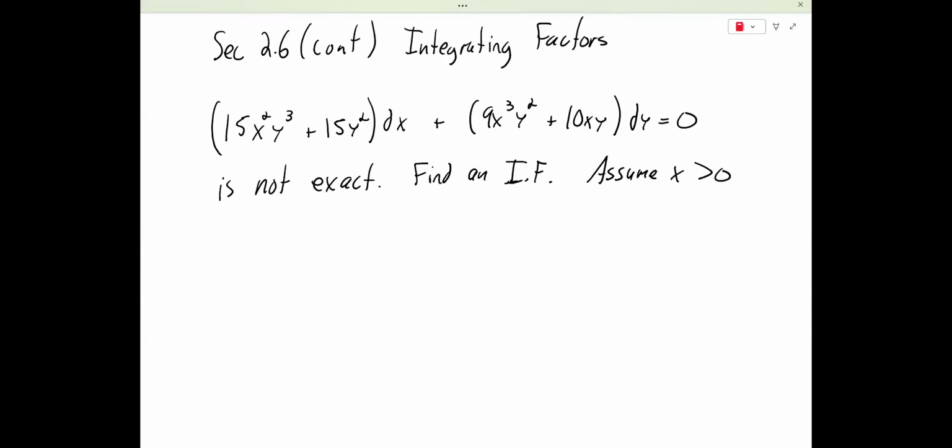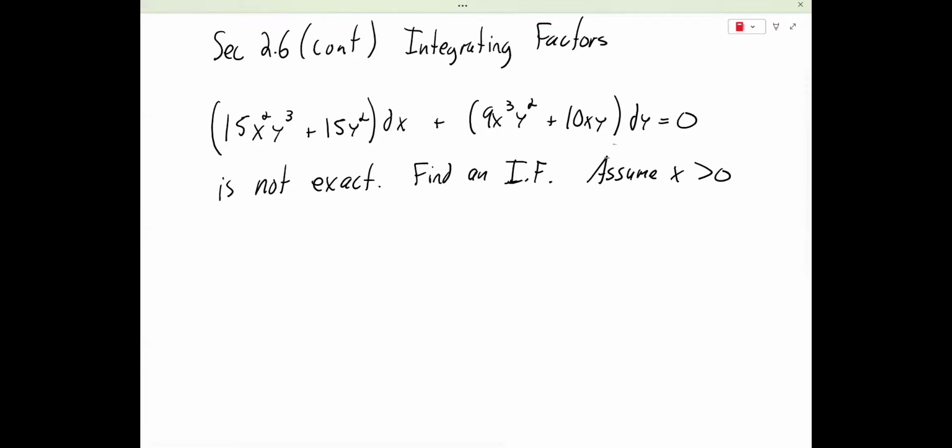Let's see. So just to recall, what does it mean to be exact? If this is the partial with respect to x of something, and this is the partial with respect to y of something, then it's called exact. But it's not exact here, so we'll find what's called an integrating factor to make it exact.